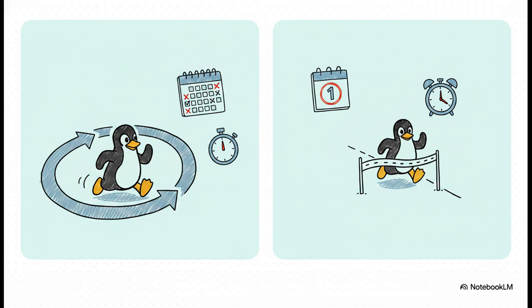Okay, so let's boil it all down. This is the key difference. Cron is for your routines, your recurring tasks, the daily backups, the weekly reports. At is for one-time appointments, that single maintenance job you need to run tonight. Think of it this way. Cron is for the marathon, and at is for the sprint.